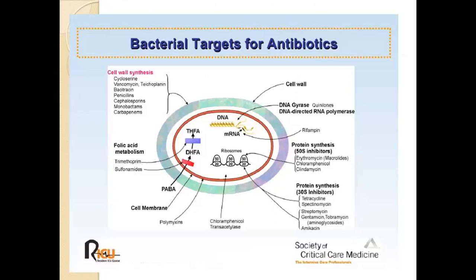This figure shows the bacterial structures that are targets for antibiotics and the types of antibiotics that affect each part. For example, in cell wall synthesis, we see several types of antibiotics able to degrade this structure, such as cycloserine, vancomycin, bacitracin, penicillin, cephalosporin, carbapenems, such as meropenem and imipenem, and others.